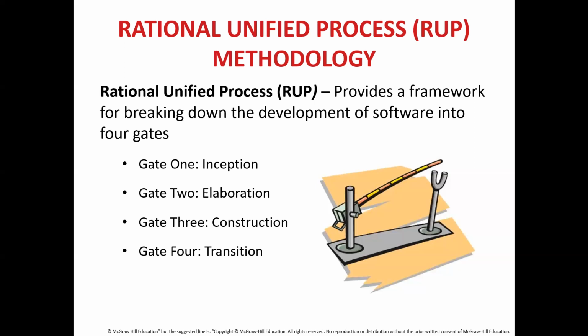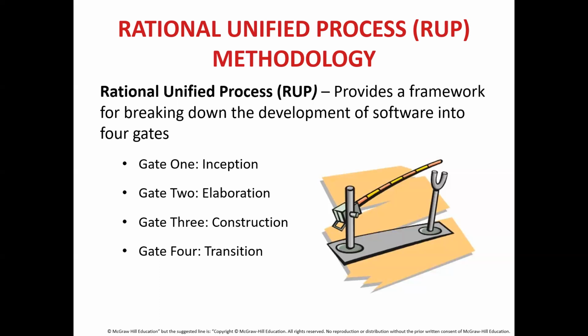Gate 3, construction. The primary objective is to build the software system. In this phase, the main focus is on the development of components and other features of the system. This is the phase when the bulk of coding takes place.